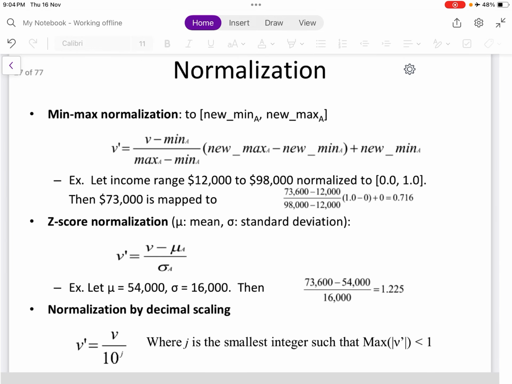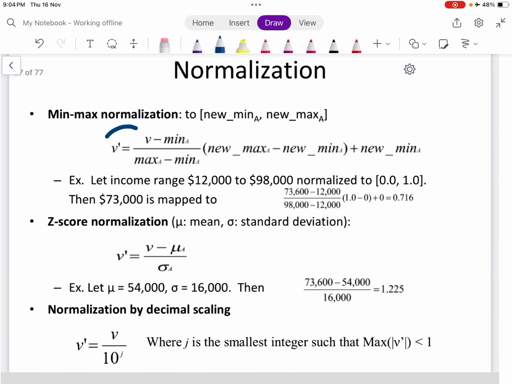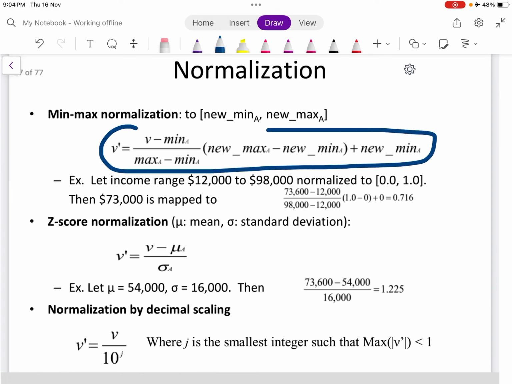So we will see the example on normalization, min-max normalization. This is your formula for min-max normalization. They have given you the income range from this to this, the normalized range they have given, and this value is mapped to. So first you have to understand what V is. V is the value to be mapped. So V is this minus min. Min is what? Out of these two, the one which is lower. So obviously this is less, so this is your min. This is your max.